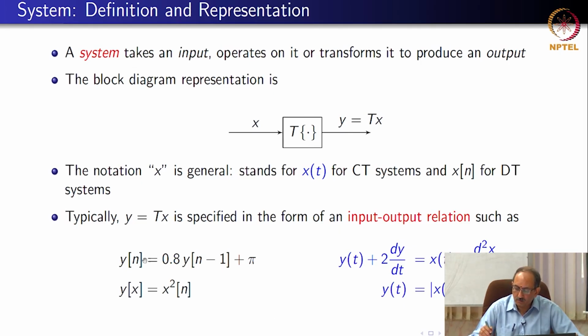Here is one example of an input-output relationship. Here is another in continuous time that you may have seen. This is a linear constant coefficient differential equation, whereas here this is a linear constant coefficient difference equation. And then here are two more examples in which the input-output relationship is not in the form of an LCCDE, just to show that the input-output relationship is general. LCCDE is a very specific subclass of the general class.